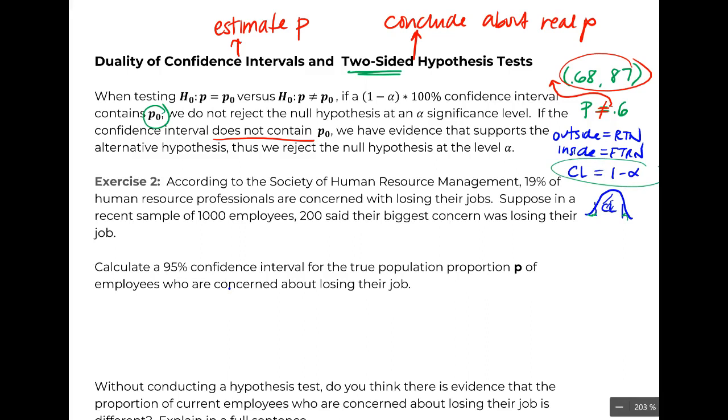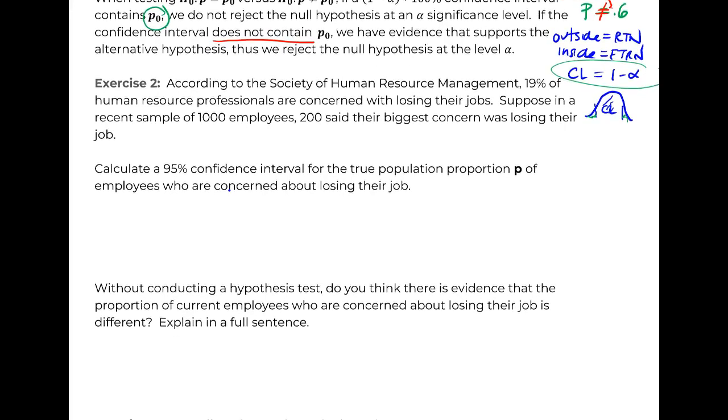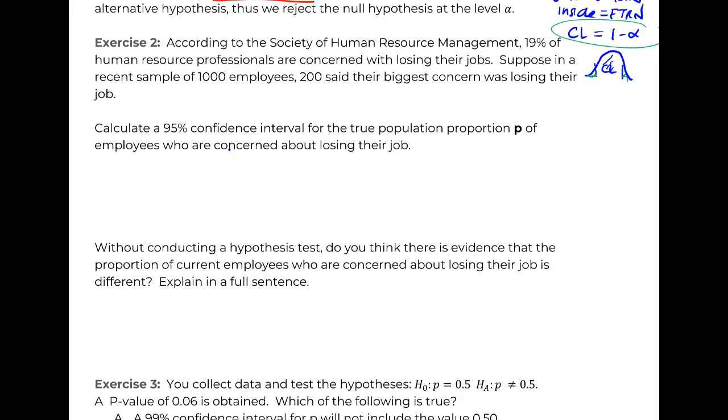All right, so our first exercise here says, according to the Society of HR Management, 19% of professionals are concerned with losing their jobs. Boom. So we have a P of 19%, which is according to some source. I don't like how this is turning out. And then suppose in a recent sample, so now we're getting some evidence, right, of 1,000 employees, 200 said that their biggest concern was losing their jobs.